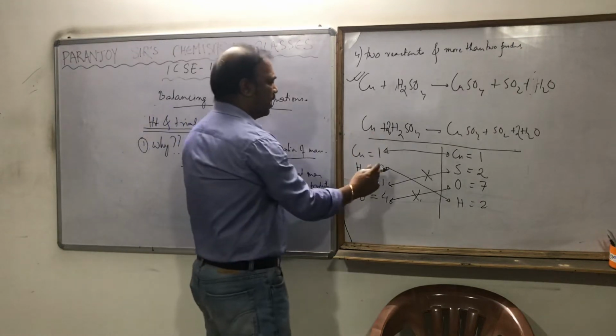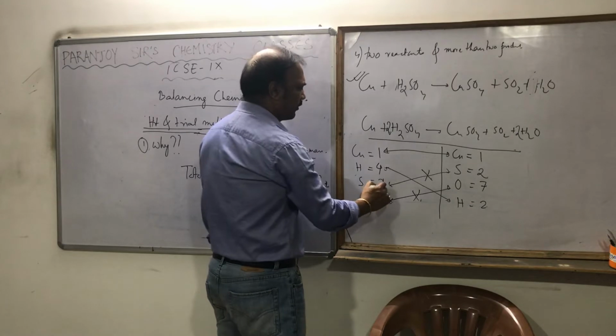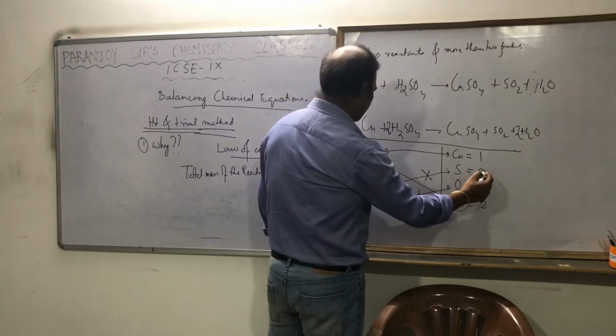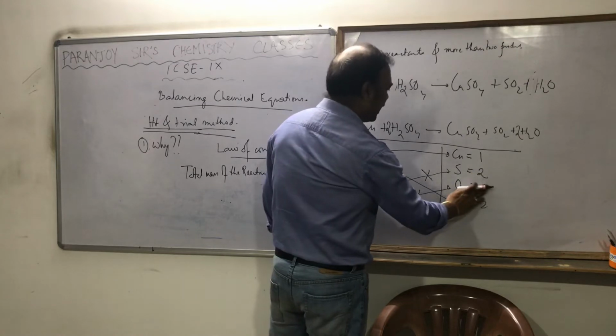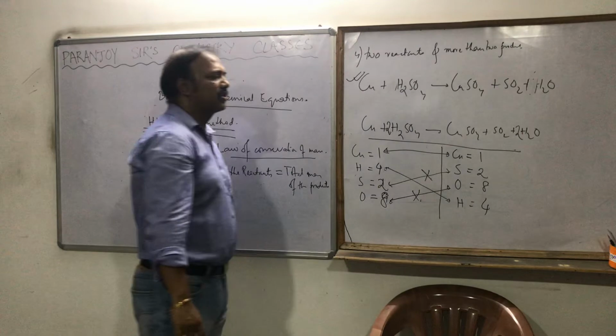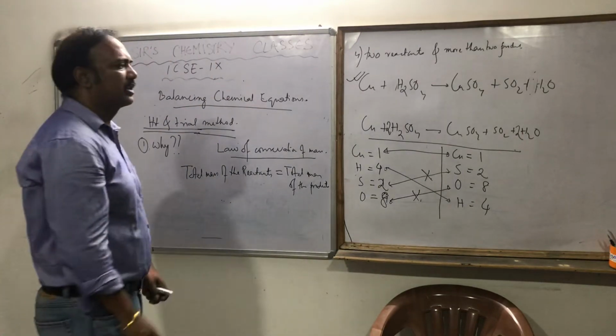Now what is this? Hydrogen, how many are there? Hydrogen 4 are there. Sulfur, how many there? Sulfur 2 are there. Oxygen, how many there? Oxygen 8 are there. So sulfur 2, oxygen 8 and hydrogen 4. See, now it is balanced. Everything is balanced over here. That is our intention in balancing the equation.